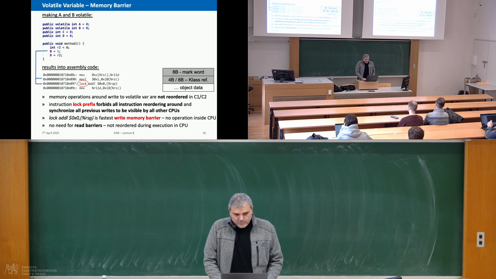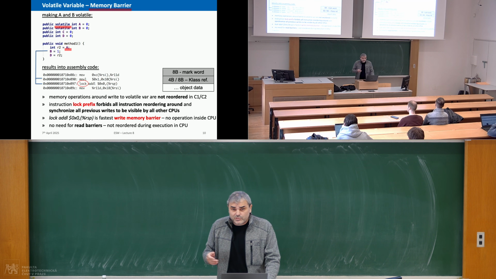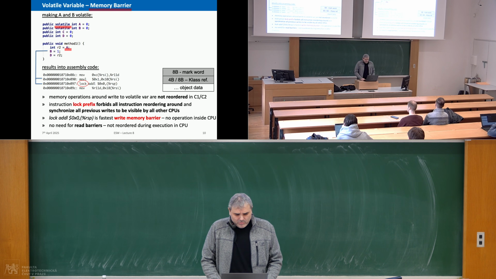So let's continue to the volatile variable, which internally uses a memory barrier. Let's have our example like before, but just use the keyword volatile for A and B. A is here in our example. And this is the resulting code after just-in-time compilation into assembly code.